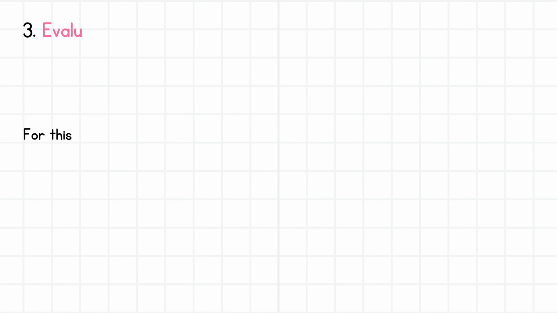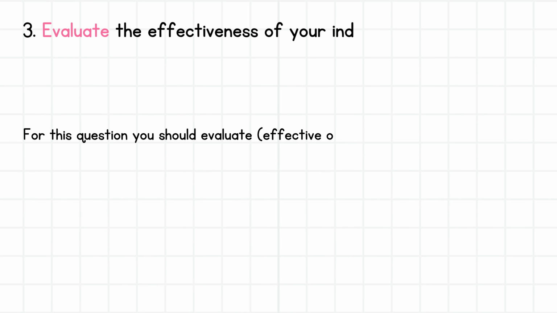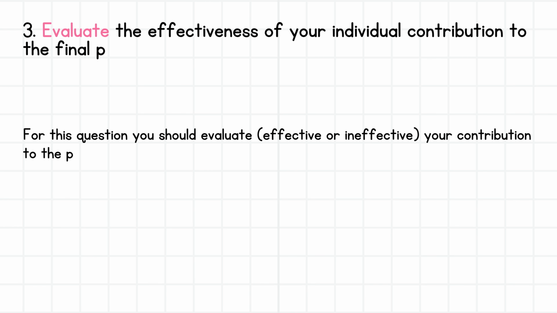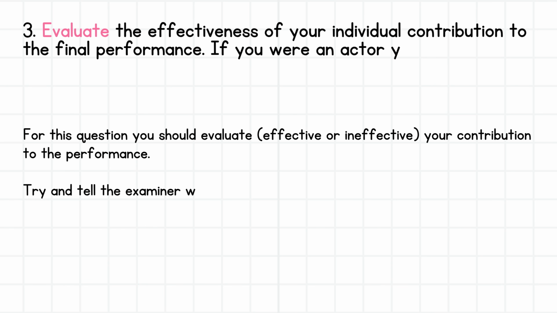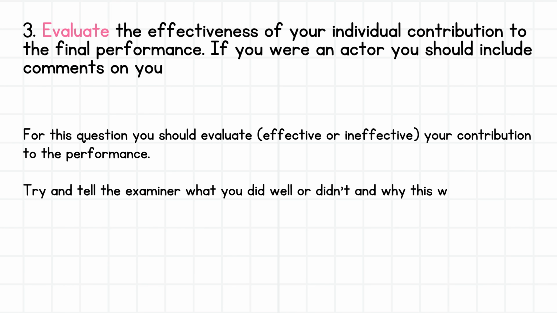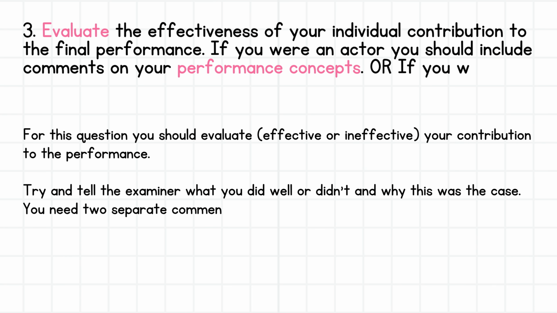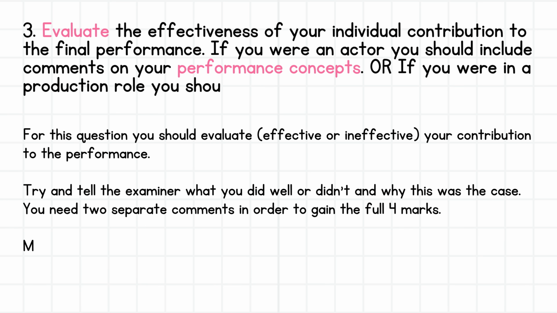The next question is 3. Evaluate the effectiveness of your individual contribution to the final performance. If you were an actor, you should include comments on your performance concepts, or if you were in a production role, you should include comments on your design concepts for 4 marks. For this question, you should be evaluating your own contribution to the performance, not a group contribution. Try and tell the examiner what you did well or didn't and why this was the case.